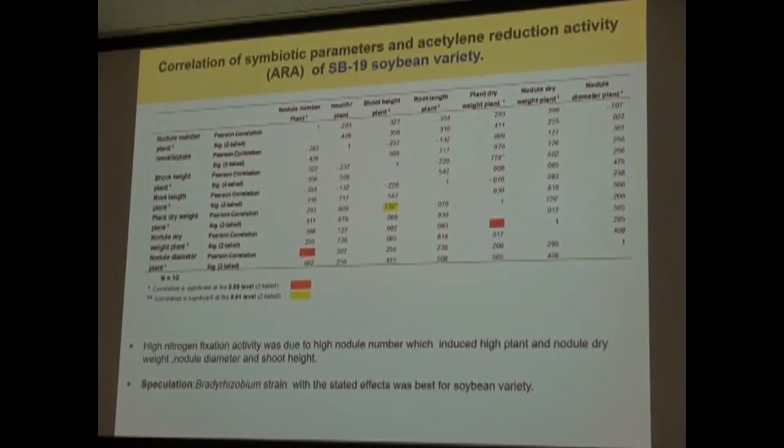Let me move to another variety, which is SP19. According to the correlation results, high nitrogen fixation was due to high nodule number, which induced high plant and nodule dry weight, nodule diameter, and shoot height. So according to my speculation, the strain with the stated effect was the best for this soybean variety.